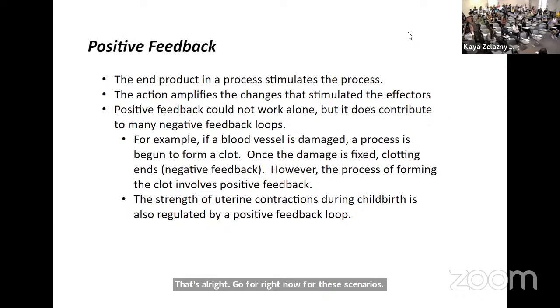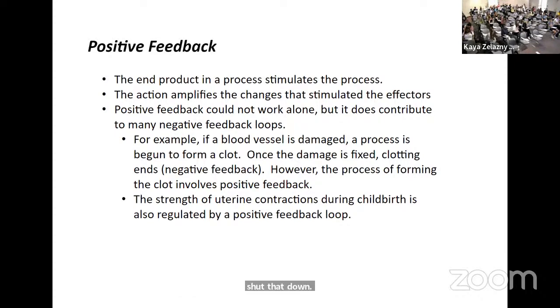Quick note about positive feedback. Positive feedback does exist, but it's much less common in the body. We're usually much more concerned with keeping a situation stable. That's really the homeostasis piece, right? Trying to keep consistent internal conditions in the body. Okay? So in general, when we see a change, we want to shut that down. And that's the role of negative feedback.